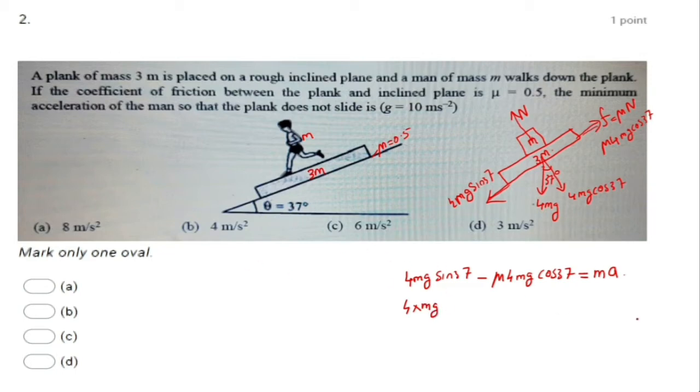How to calculate sin 37? If you draw a triangle like this, if this is 37, the sides become 3, 4 and 5. So sin 37 is equal to what?